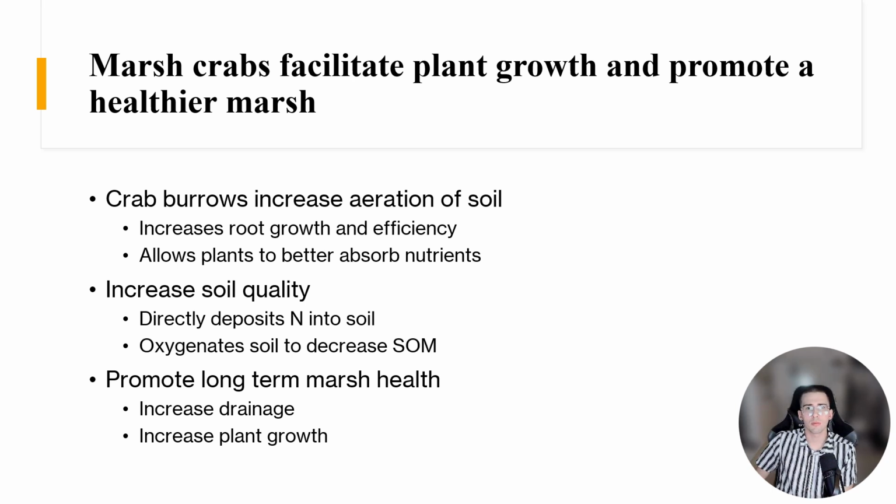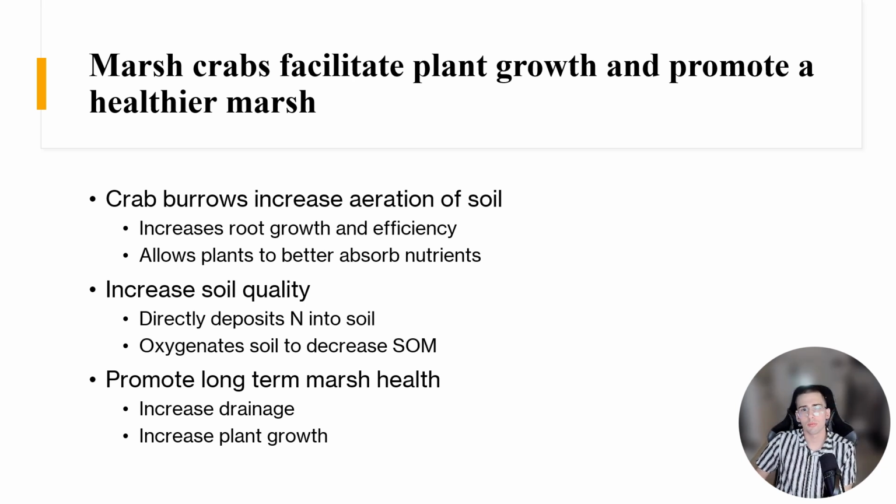So not only do crab burrows allow plants to absorb more nutrients, they also increase the amount of nutrients and overall quality of the soil. Most marshes are nitrogen limited and thus have a slower growth rate than what they might have if not for this limitation. However, crabs directly deposit nutrients into the soil when they burrow, which removes this limitation for nearby plants.